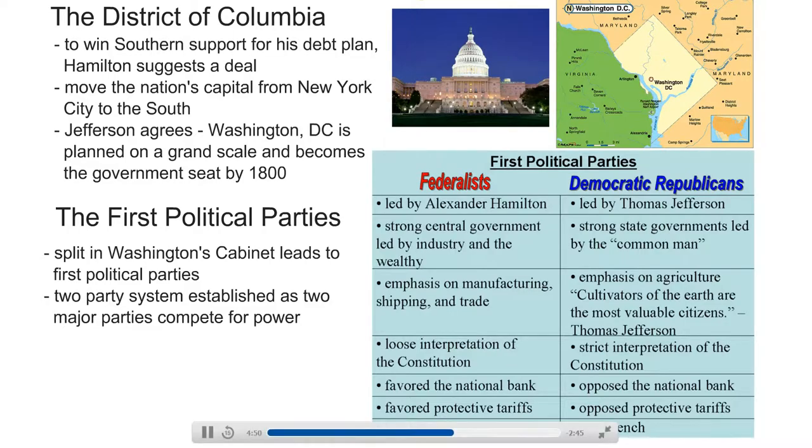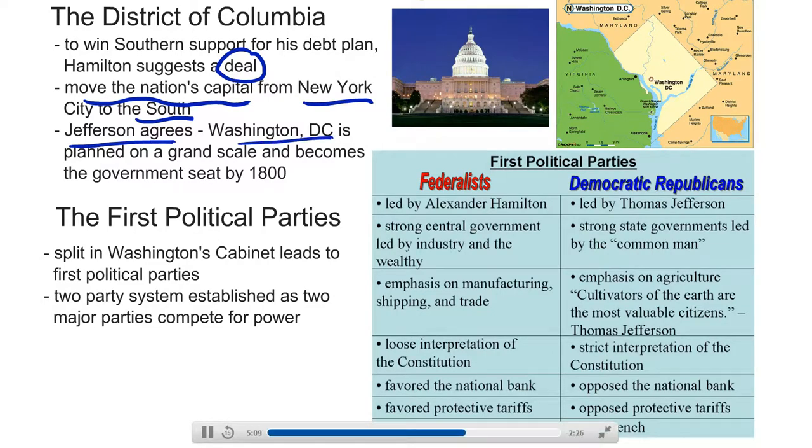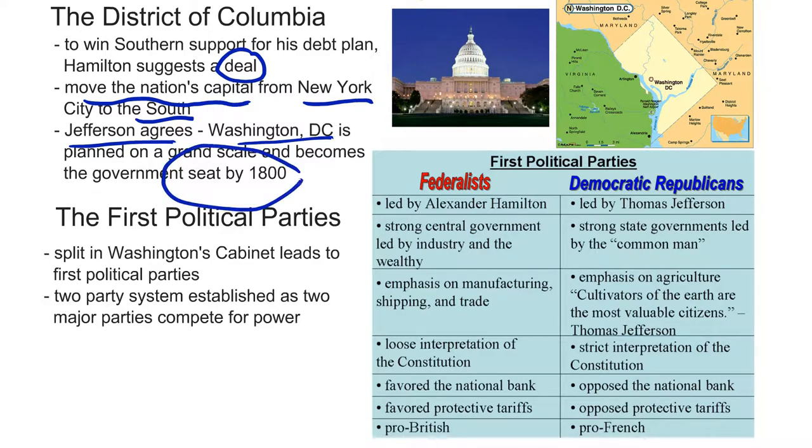The District of Columbia. To win Southern support for his debt plan, Hamilton suggests a deal. In order to get the national bank passed, he suggests that in return he would move the nation's capital from New York into the South. Jefferson agrees, and Washington, D.C. is planned on a grand scale and becomes the government seat and the capital by 1800.